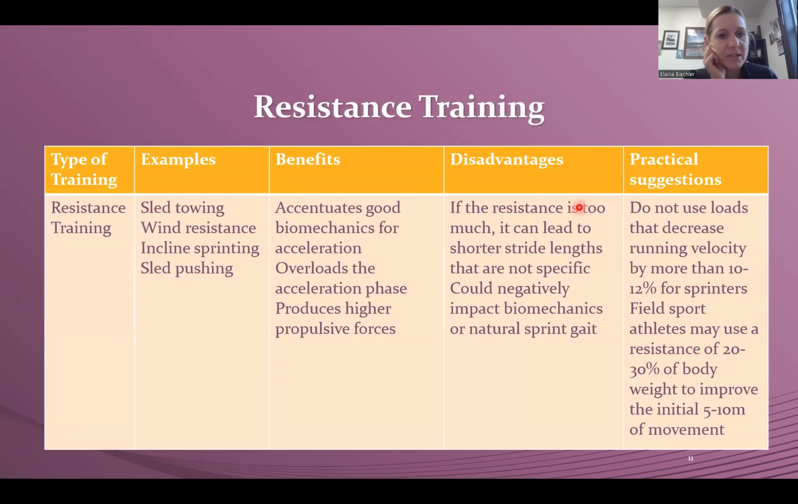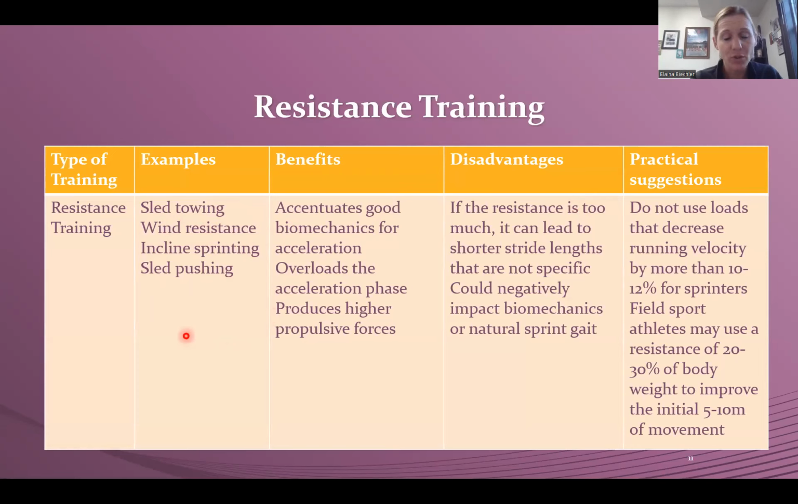So we think about resistance training as it relates to sprint training. Examples of resistance training include sled towing, wind resistance, incline sprinting, and sled pushing. When we think about wind resistance, I'm running into a headwind. Incline sprinting, I might be doing some short hill sprints.